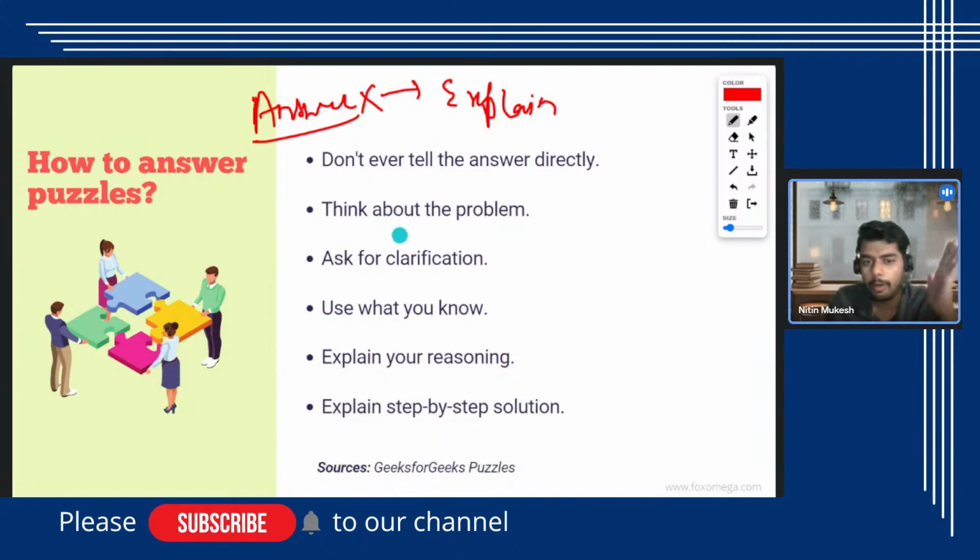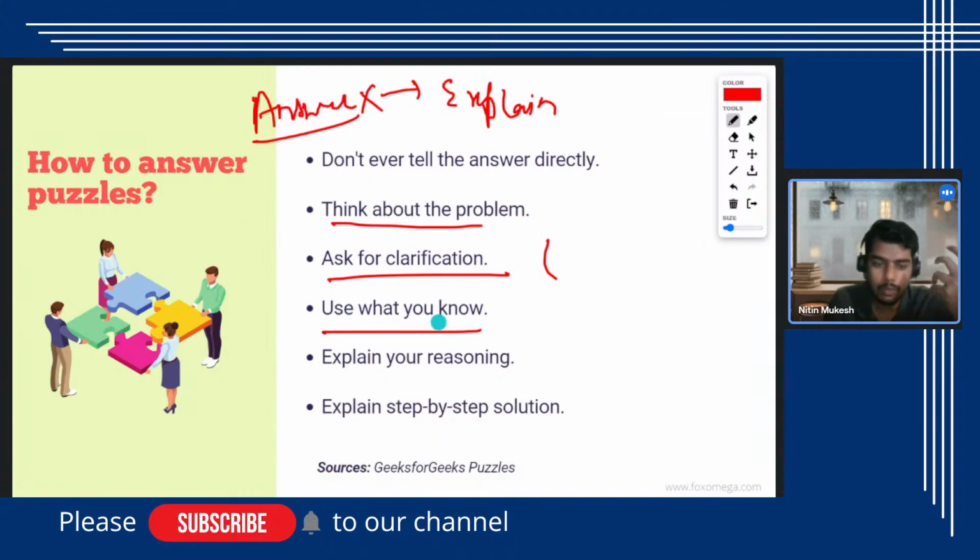Whenever you're given the problem, try to think about the problem for some time. Then you can ask for clarification. Clarification means that if you are not clear about the question, or if you need some more detail, just ask about those details. And the second thing is to use what you know.